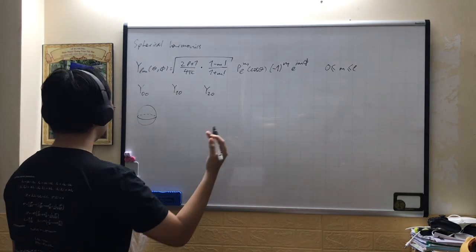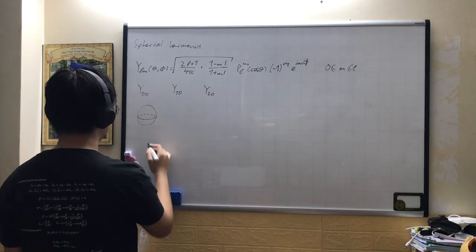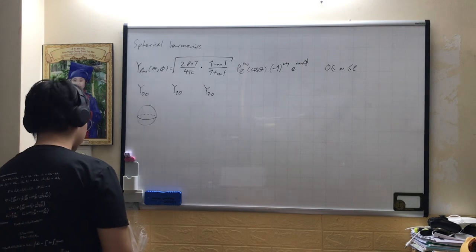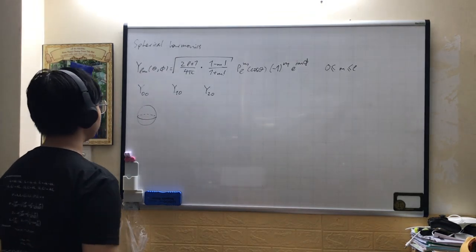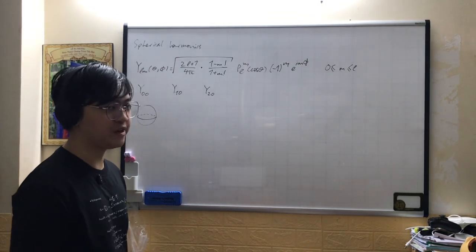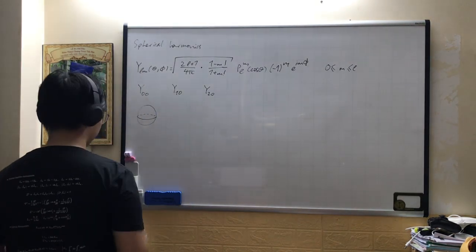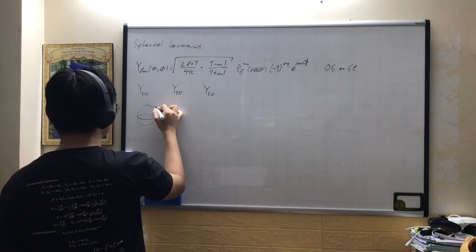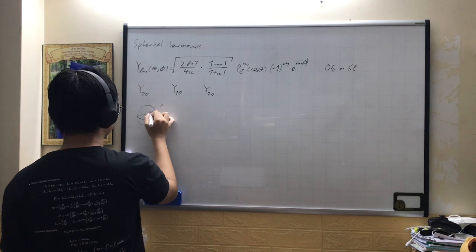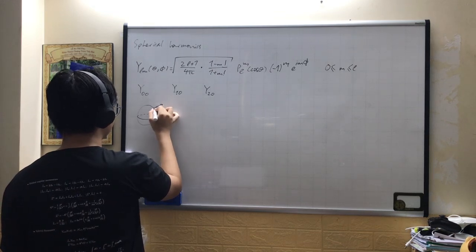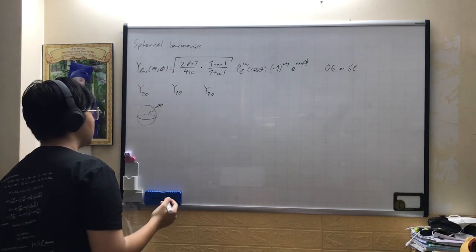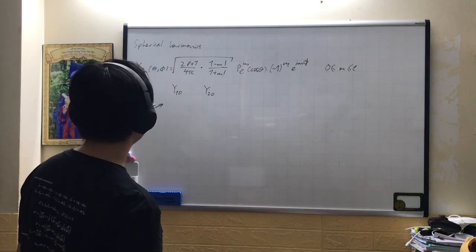And this is a ball, and the harmonic part of it is that it would oscillate. Sort of imagine a ball, but like it is breathing, so it's gonna inflate and then shrink and then inflate and shrink like that. That is Y00.